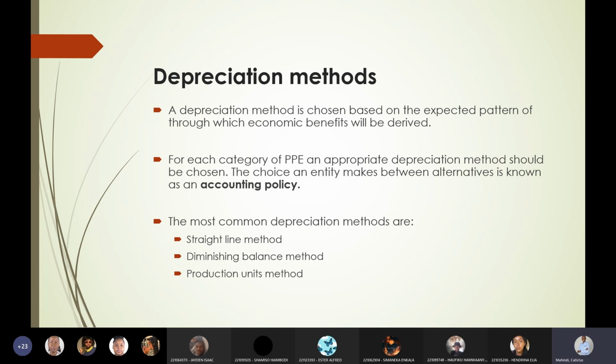So how do you choose a depreciation method? A depreciation method is chosen based on the expected pattern through which economic benefits will be derived. You look at an asset and you look at the expected pattern from which economic benefits will be derived in order to choose a depreciation method. For each category of PPE, an appropriate depreciation method should be chosen. And the choice that the entity makes between alternatives is known as the accounting policy. So for example, you might have vehicles, you might have machinery, you might have buildings. For each category of PPE, you choose an appropriate depreciation policy.